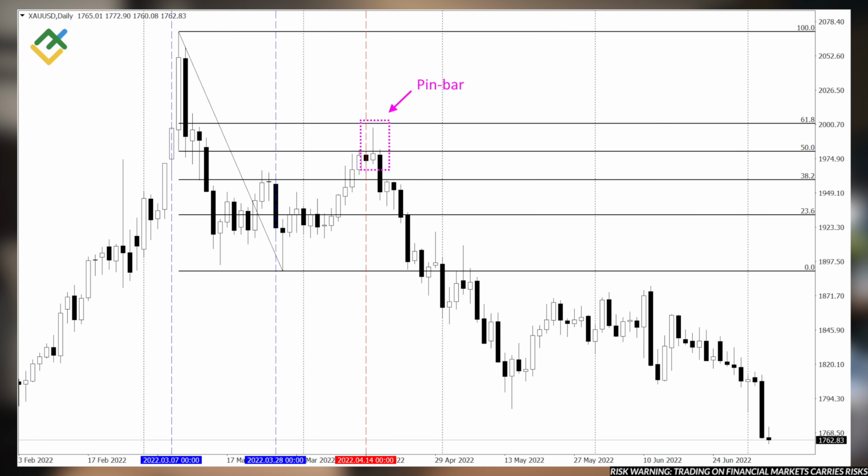And after price tests the Fibonacci retracement levels and then forms a price action pattern, there is a good chance that the trend will continue and your trade will make a profit.